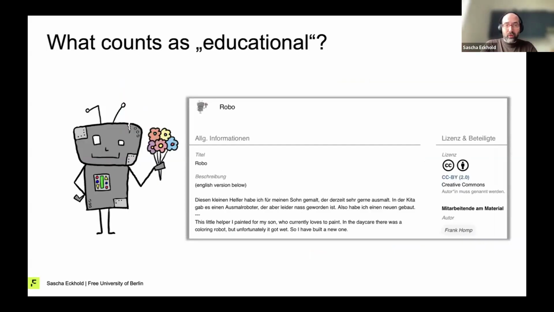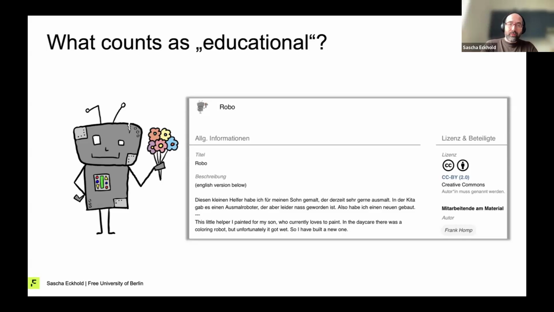It's just a picture of a robot someone drew. It has a CC BY license. Is this educational? Well, some people would say no, it has no educational value. Maybe it's useful, but it's not educational. At the university library where I work, we say something is educational if it's used in an educational setting, which keeps this very open.